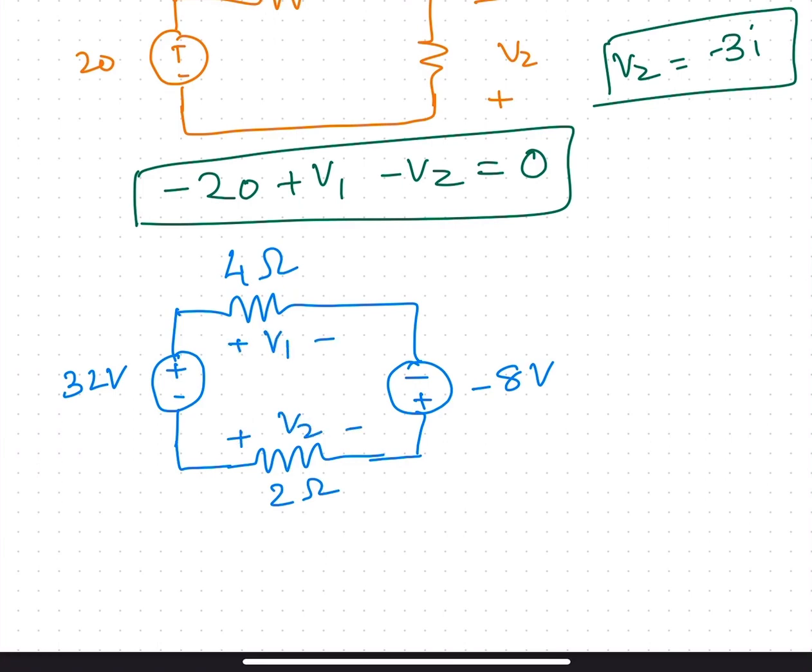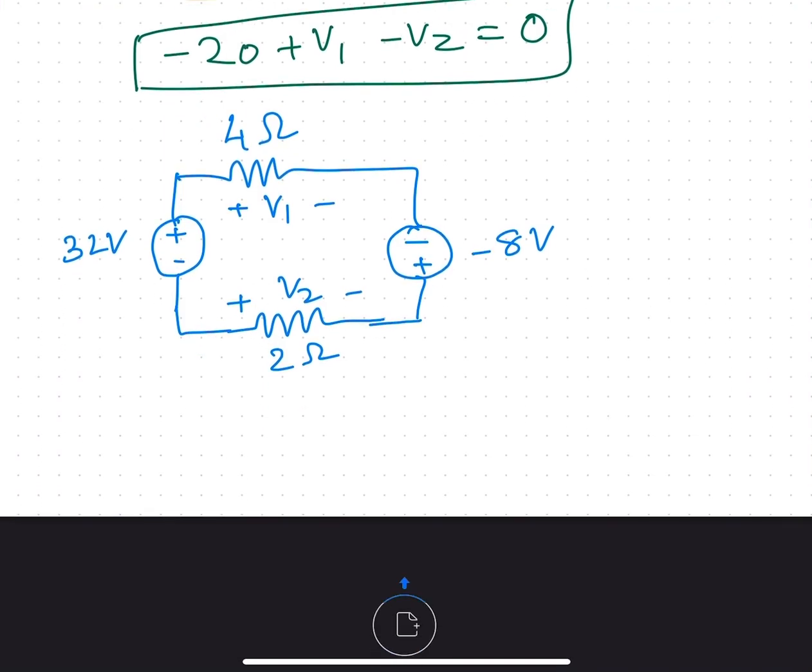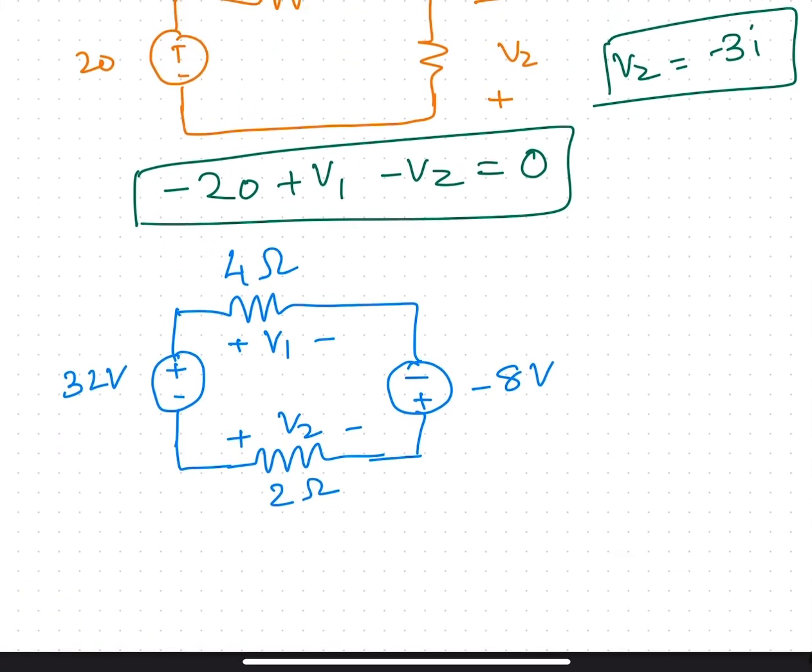So let's apply KVL on this and let's assume that the current I is flowing like this. So if I go around this loop, I can say that minus 32 plus 4 into I and minus 8. Why is this minus? This minus is because I am increasing the potential, right? I am increasing the potential.